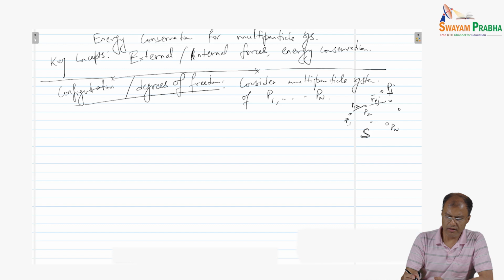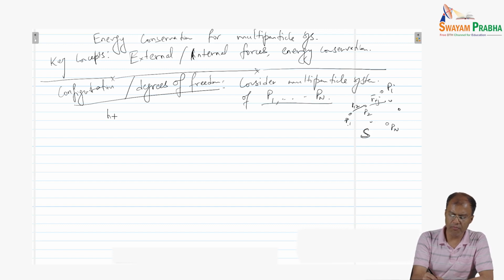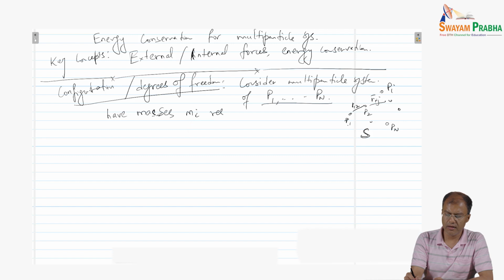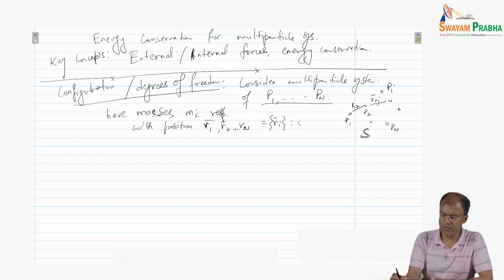And these particles Pi's have masses Mi respectively, with position vectors R1, R2, Rn, given by the position vector Ri, right? So this is the configuration of the system.